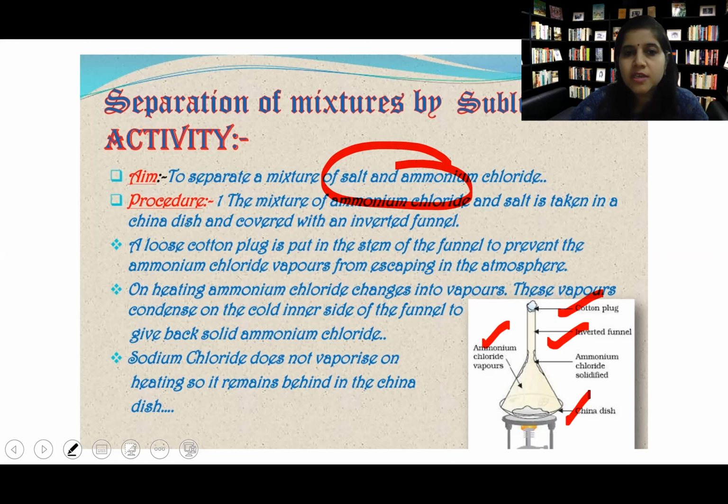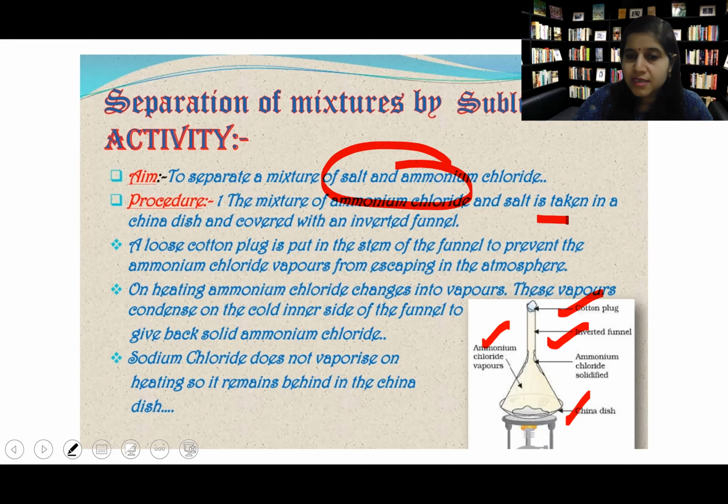What we will basically do in this experiment is take the mixture of ammonium chloride and salt in a china dish. Mix both of them in the china dish and cover it with an inverted funnel. You can see in the picture, we cover the china dish with the inverted funnel. Make sure this inverted funnel is made of borosilicate glass, not plastic, otherwise it will burn. The third step is to cover the opening of the inverted funnel with a cotton plug, so that vapors will not go out.